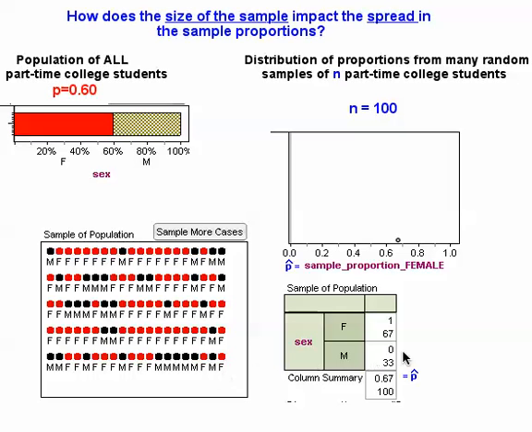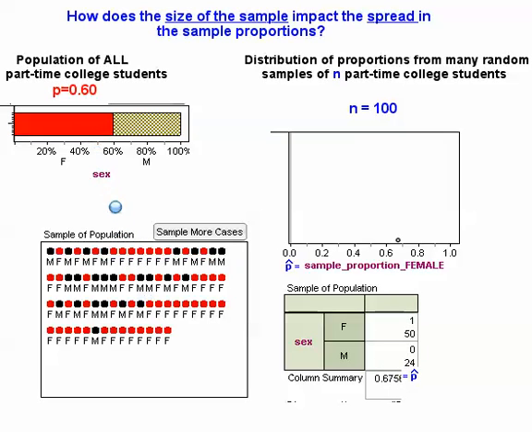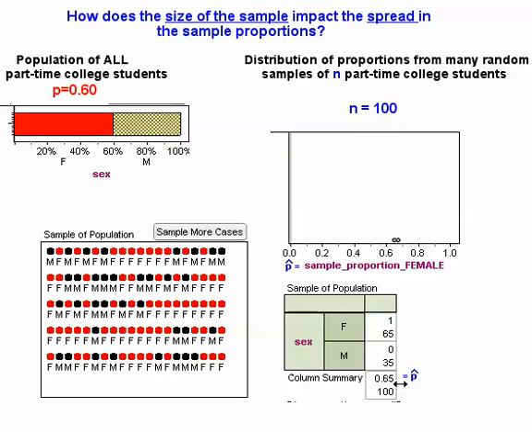On the right is a table that summarizes what happened in a sample. For example, here I had 67 females out of the 100 randomly selected part-time college students. That's a p-hat value of 0.67. The p-hat value is graphed above. Here is where we will generate the sampling distribution. Let's see what happens now as we collect a random sample. Here I have 100 randomly selected part-time college students. For this particular sample, I get a sample proportion of 0.65. I've graphed that above. I've now turned the animation off so that we can collect samples more quickly.